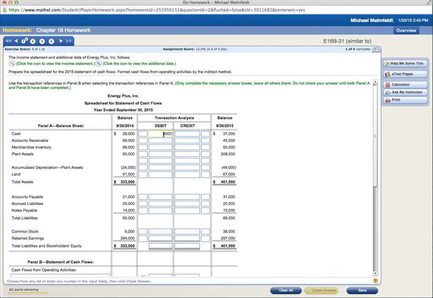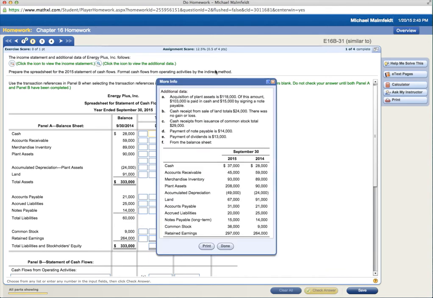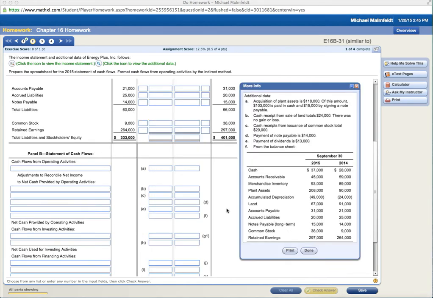So, let's jump into this a little bit here. Let me erase that. And a good place to start would be by looking at some of this information. Okay, so I think the best way to handle this, and we see all this information here, and these numbers here are going to help us to answer some of these questions. But I think it's best to kind of go down the line here, look at the various sections, and try to fill out this statement of cash flows, and that will be what leads us to be able to fill out the panel A section.